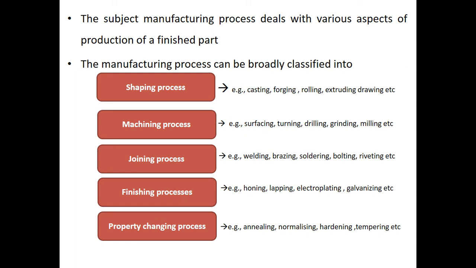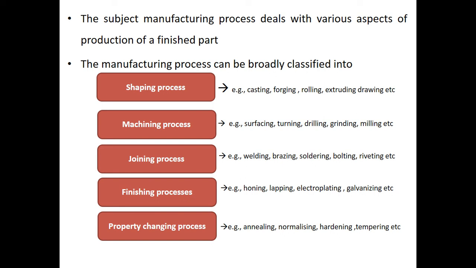Maybe during your basic mechanical engineering workshop, you may have gone through this kind of instruments in our manufacturing technology lab. And the third classification is the joining process. Joining processes are those processes in which two or more parts are joined together. What are the different joining processes? As the word implies: welding, brazing, soldering, bolting, riveting. So two or more parts are joined together by these techniques.